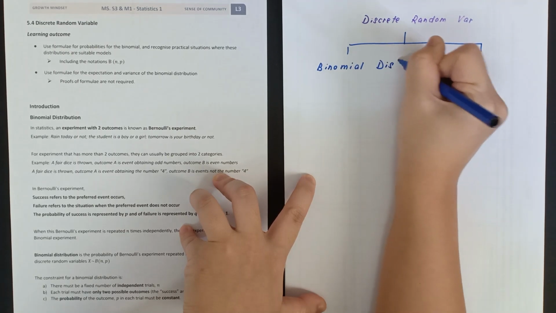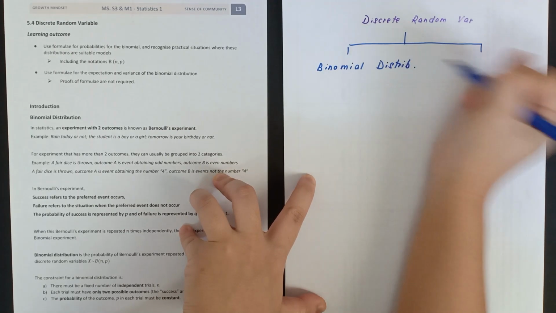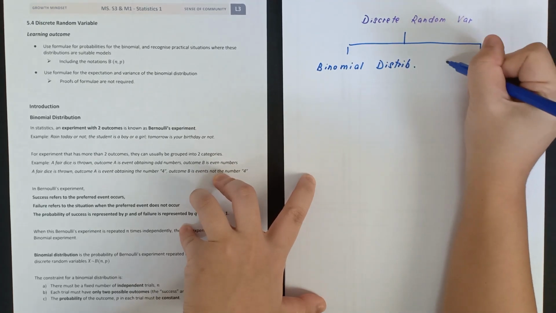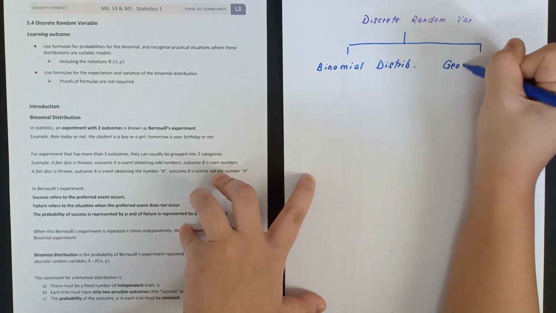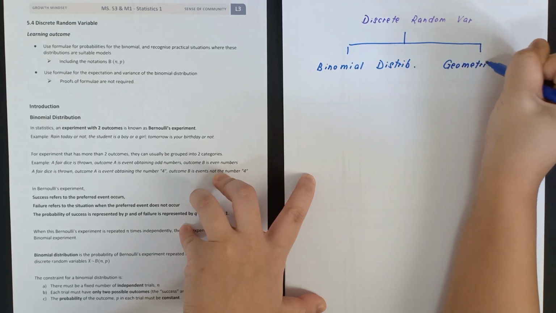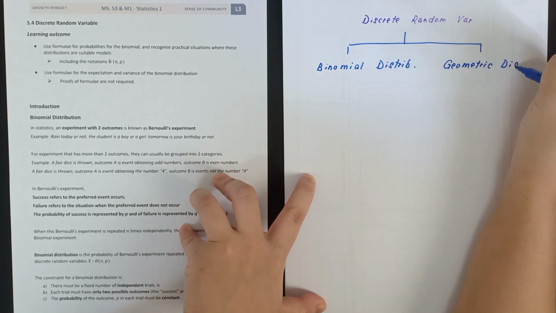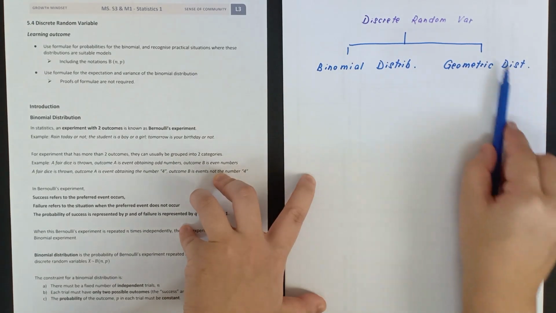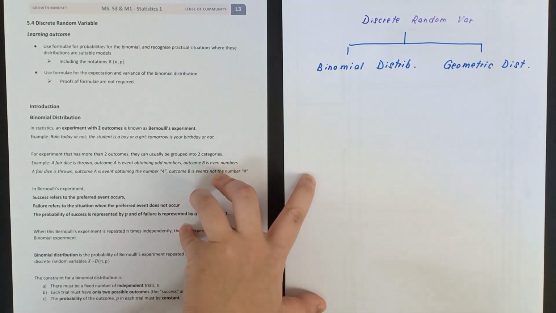The second one will be called the geometric distribution. We will be using two lessons to cover the binomial and another two lessons for geometric. So today we'll start with binomial first. So what is a binomial distribution?